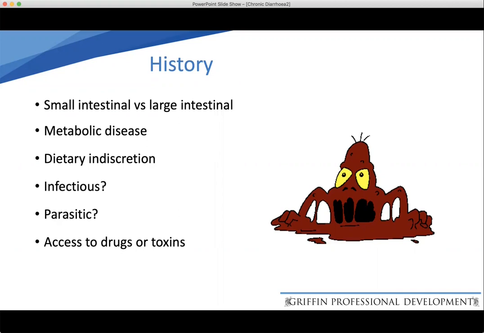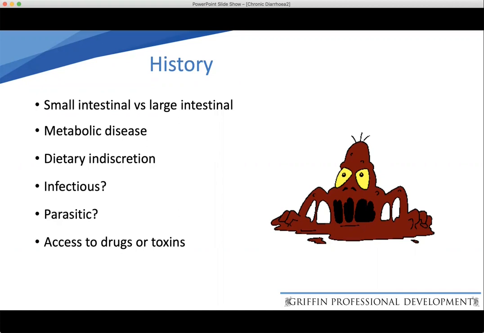For example, are there other animals in the same household with similar signs, or even do the humans in the household have similar signs? Could it be parasitic? Is the animal up to date with its anti-parasitic treatment? And is there any access to drugs or toxins?